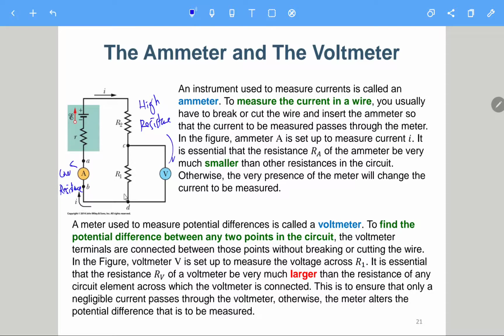Because you don't really want to have too much current going through this path. If there is some current going through this path during your measurement, then it will influence all the other currents or voltages in the circuit. When you try to measure the voltage or current of the circuit, you don't really want to change the operation of the circuit. Changing the operation means changing the current going through every element or the voltage at every node. So we hope the ammeter or the voltmeter doesn't influence the original circuit, so we hope the ammeter has a low resistance, and the voltmeter has a high resistance.